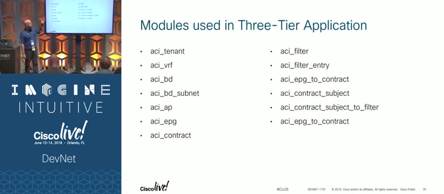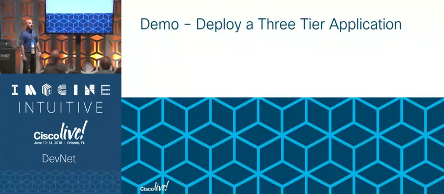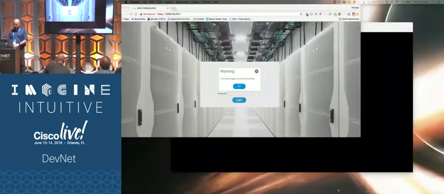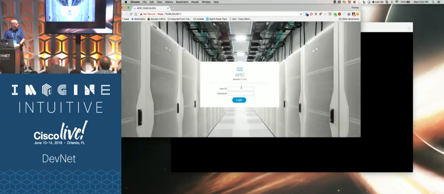The modules we're going to use, this is the list of modules that we're going to use with my 3-tier application, everything from an ACI tenant all the way to binding an ACI EPG to a contract. So rather than going through slides, I'm going to actually go through a live demo so you can see it run live. Okay, so just give me a moment. I'm going to go ahead and log into my APIC.